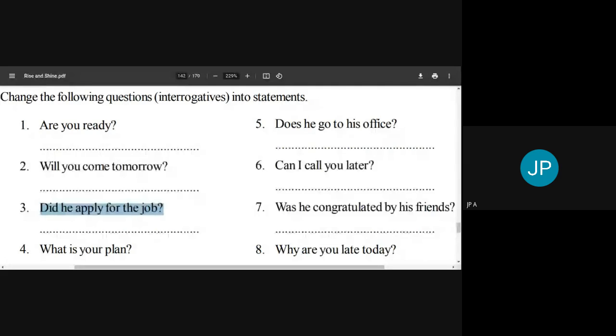Wonderful, Nandana. That is right. He applied for the job. Yes. Anu, Jirsha, Aparna, PS. That is right. Wonderful. Okay. Are you able to hear now?